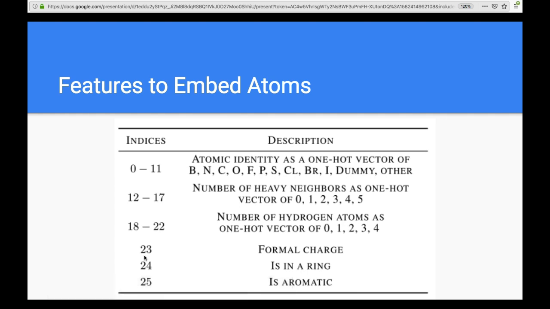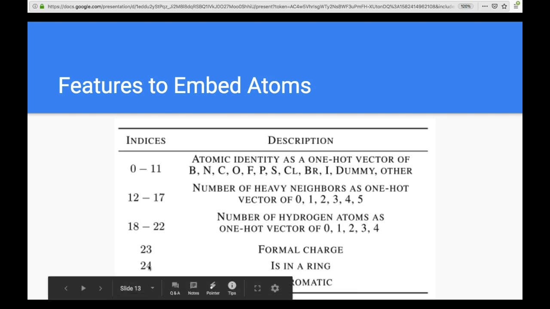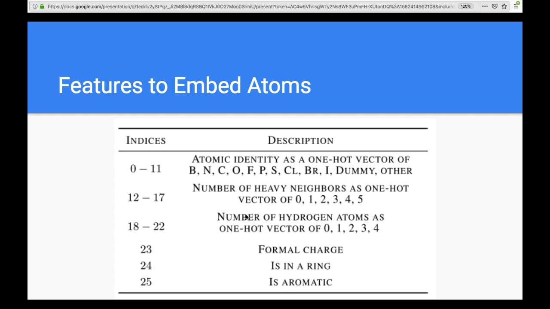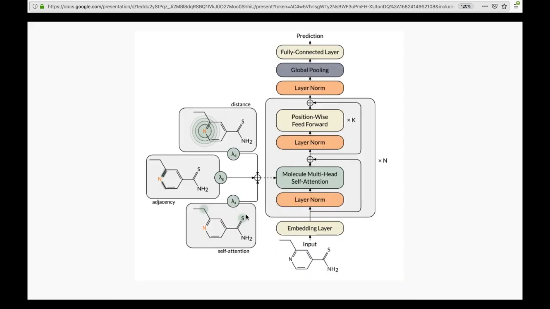And the formal charge, and if this is in a ring, and yeah, this is aromatic. Basically, this kind of stuff. I don't even understand that, but I believe that's an important feature.